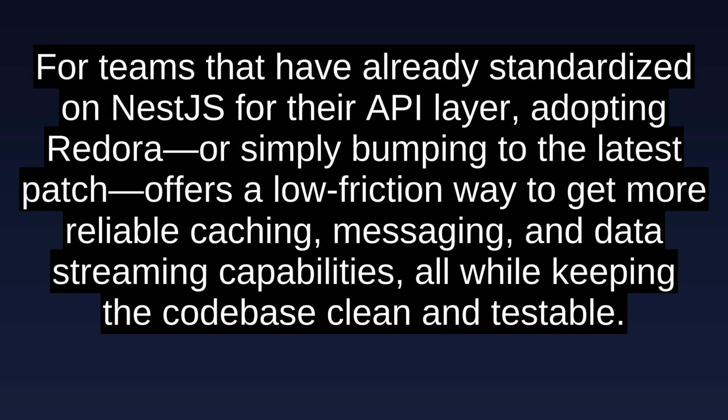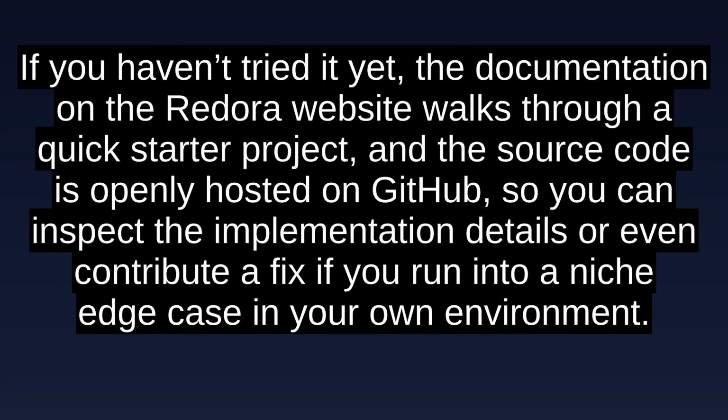For teams that have already standardized on NestJS for their API layer, adopting Redora, or simply bumping to the latest patch, offers a low-friction way to get more reliable caching, messaging, and data streaming capabilities, all while keeping the code base clean and testable. If you haven't tried it yet, the documentation on the Redora website walks through a quick starter project, and the source code is openly hosted on GitHub, so you can inspect the implementation details or even contribute a fix if you run into a niche edge case in your own environment.